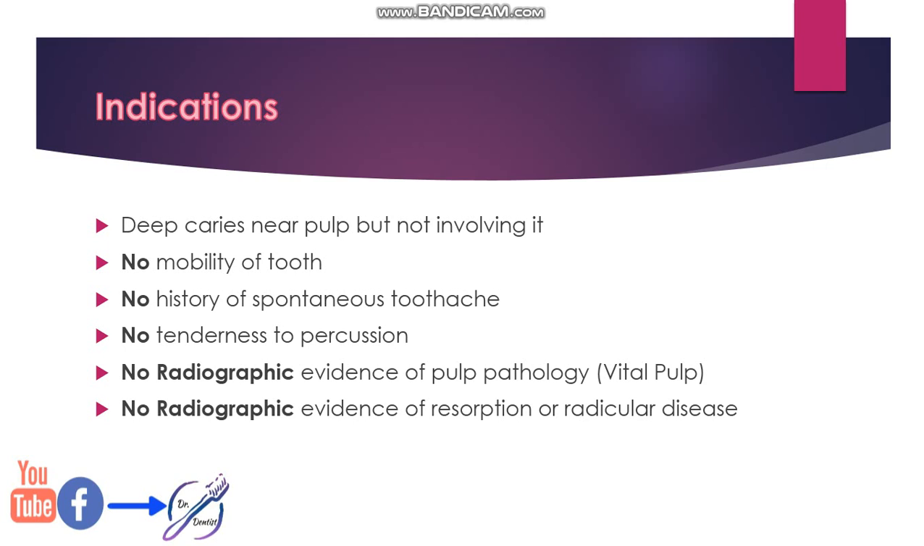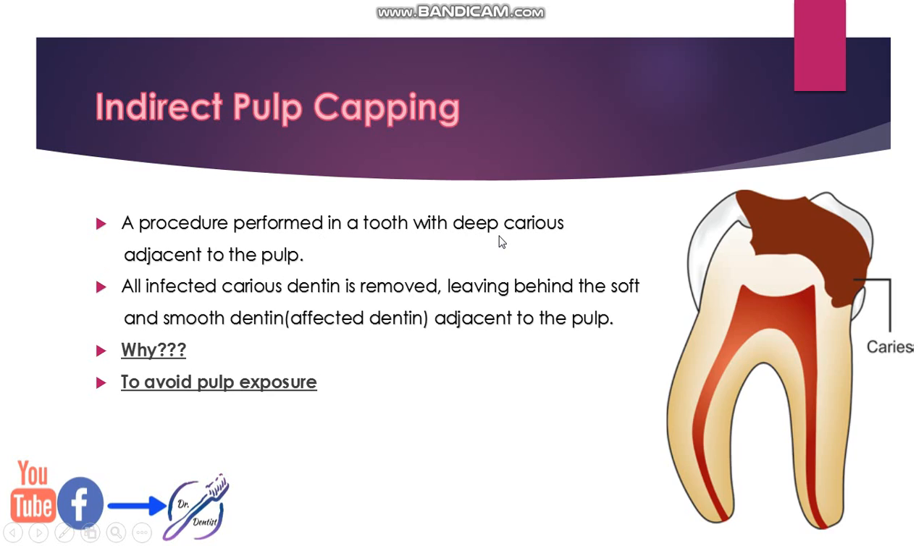When can we do this procedure? First, in deep carious lesion near pulp but not involving it. As you see in this picture, this is a deep carious lesion, okay, but the pulp has not been involved. That is why we can use it.